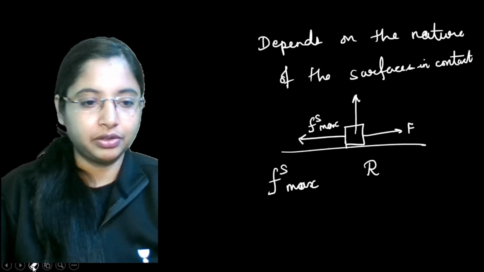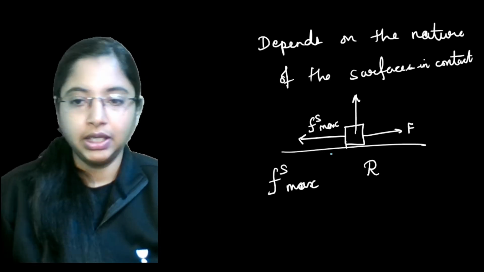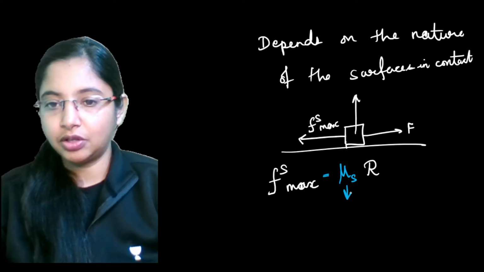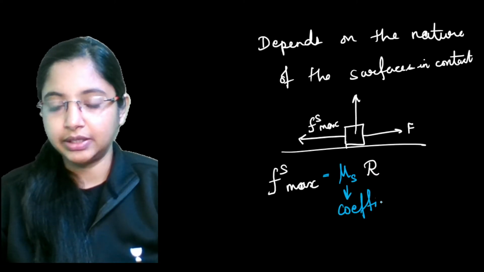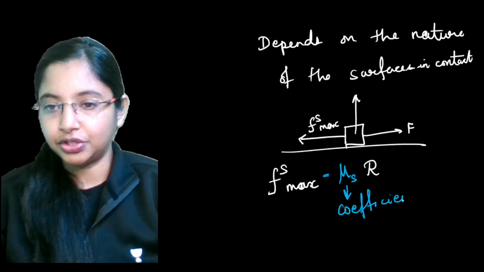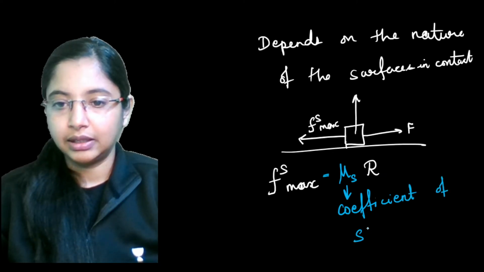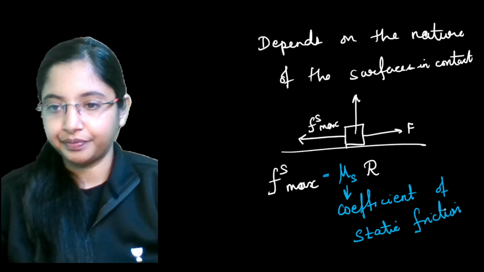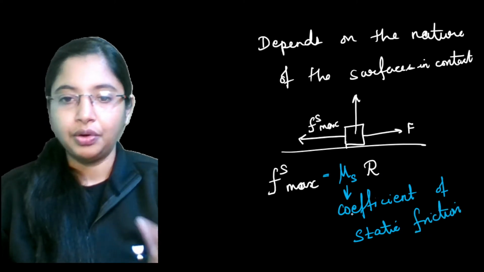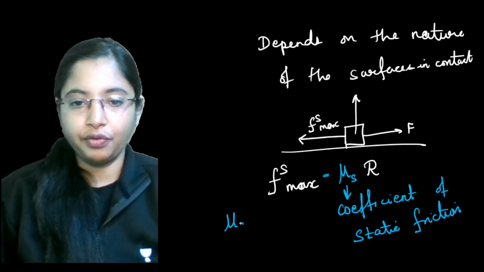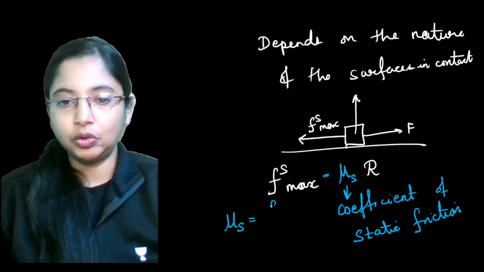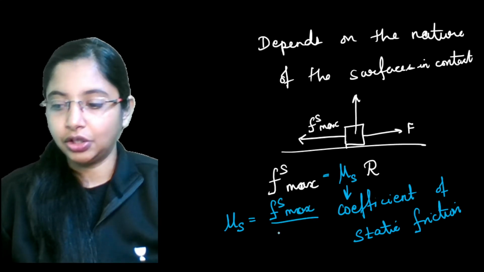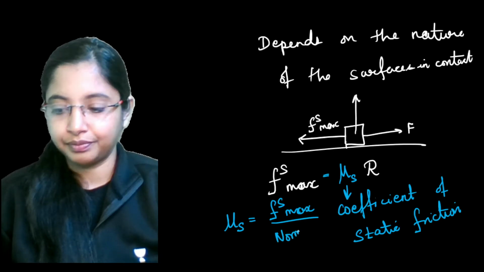To remove this proportionality sign, let's bring in a proportionality constant, mu s. This mu s is called the coefficient of static friction. So from here you can say the coefficient of static friction is equal to the limiting friction divided by the normal reaction force.